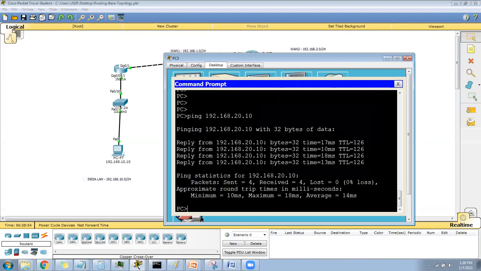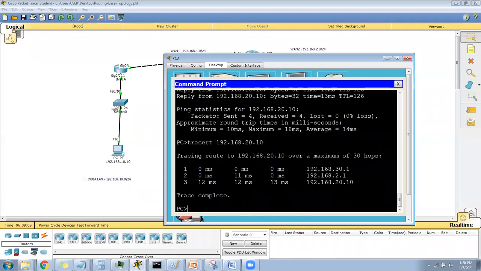So now, can you tell me how many next hops will come while tracing 192.168.20.10? Can anyone answer? Fast. 3. Okay, let's see. 2. 3 means the third is actually directly the destination. So 2 only. It's going to its gateway, then to the next hop and the final destination.